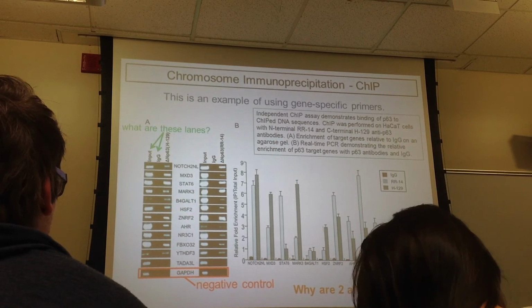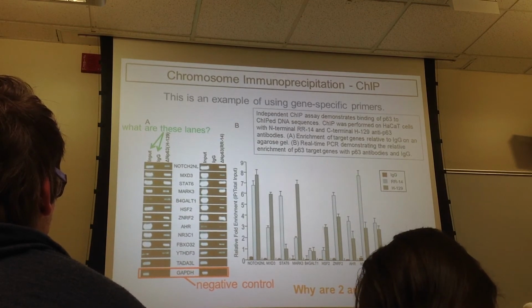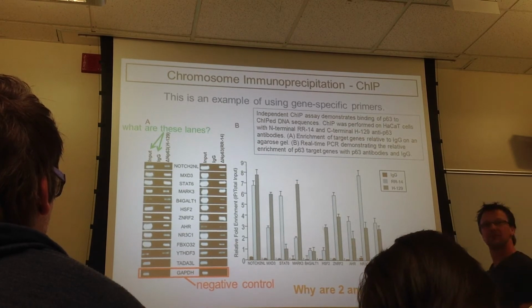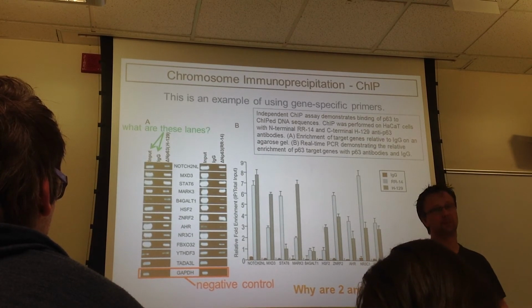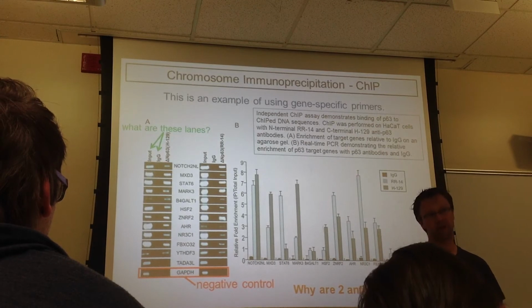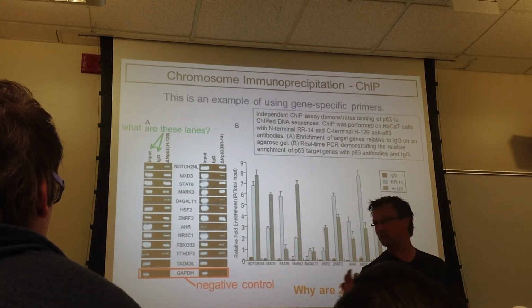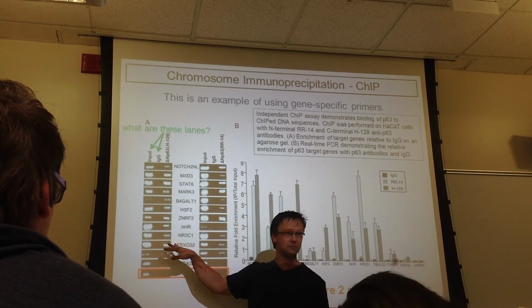Is that to show that the protein only binds to genes related to transcription? No. Yes, James. Or does that show that we're not getting random DNA from the cell? That's right. We're not just getting random DNA. We're getting specific genes to which this p63 binds.